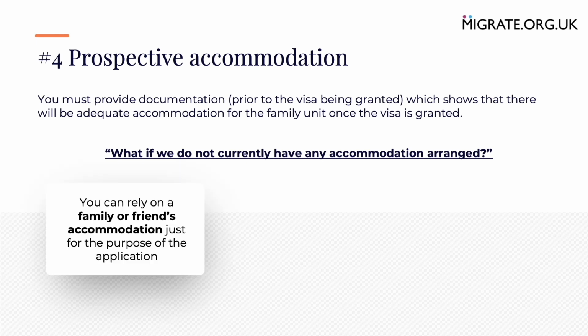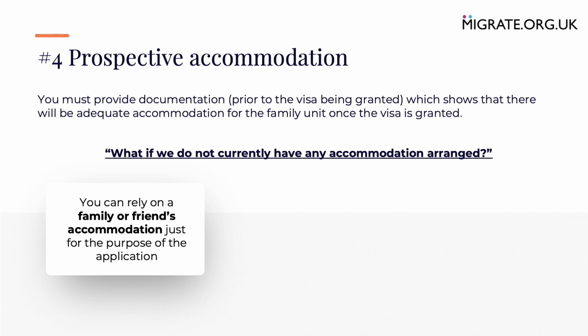If the applicant or sponsor does not already own accommodation in the UK that can be relied on, the common solution here is to rely on a family or friend's accommodation, just for the purpose of the application. In other words, you can state in your application that you will be residing at a family or friend's house until you both find suitable alternative accommodation.